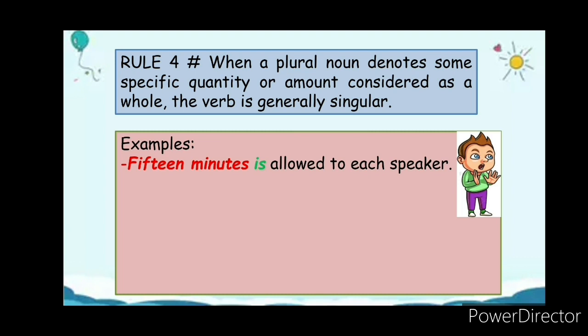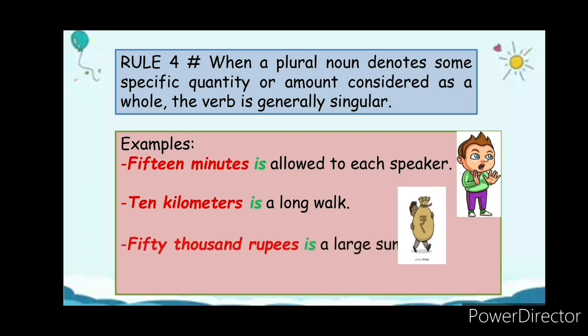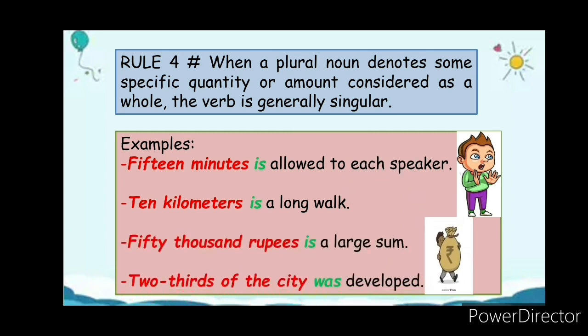15 minutes is allowed to each speaker. 10 kilometers is a long walk. 50,000 rupees is a large sum. 2/3 of the city was developed. Here, the highlighted words in red, that is 15 minutes, 10 kilometers, 50,000 rupees, 2/3 of the city, denote some specific quantities or amounts, but considered as a whole. Hence, they have been considered as singular. That's why my learners can see the usage of singular verbs is and was in these sentences.